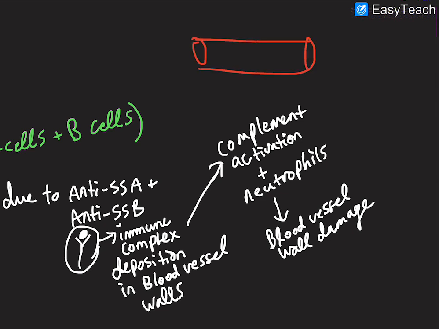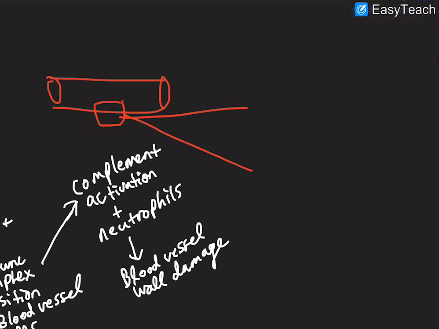Like this is a blood vessel, and we're just going to zoom in on the wall here, right? So we zoomed in on the wall there, and let's say that we have immune complexes that deposit here, right? Remember what happens next after immune complexes deposit? We get complement activation, right? And eventually we get the production of certain things like C3a and C5a, right?